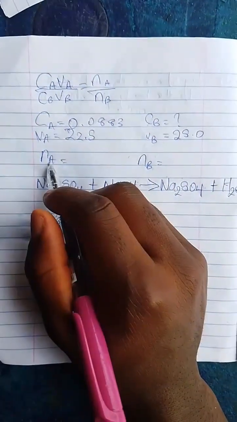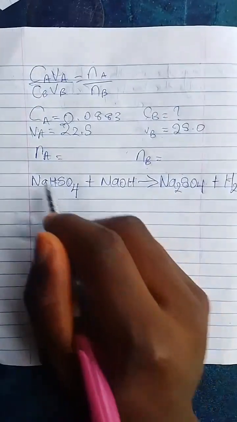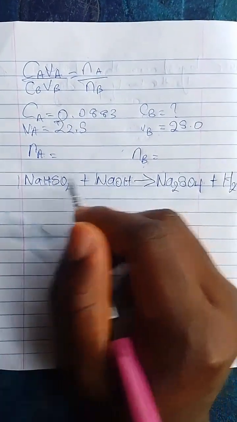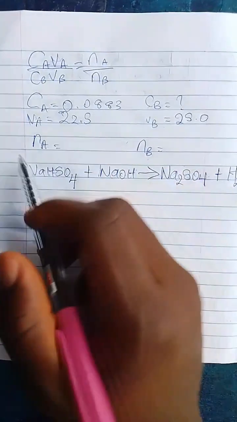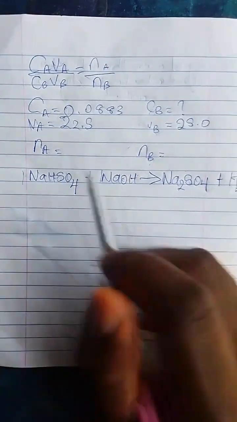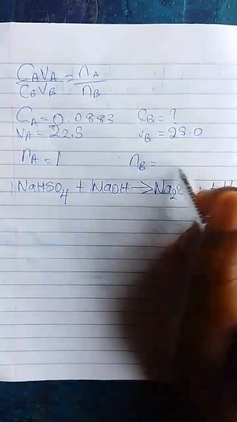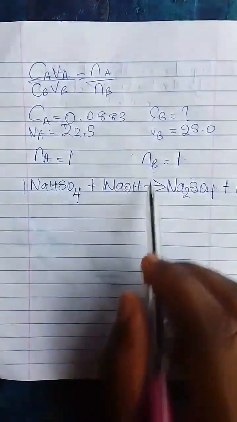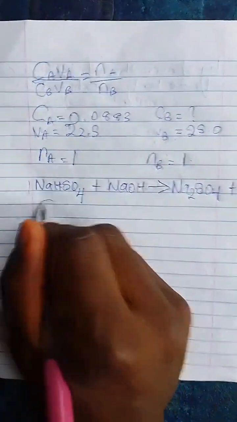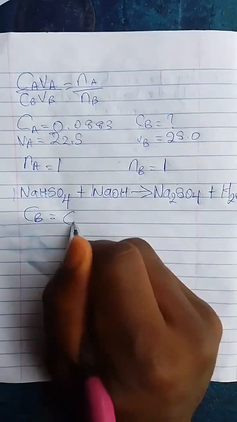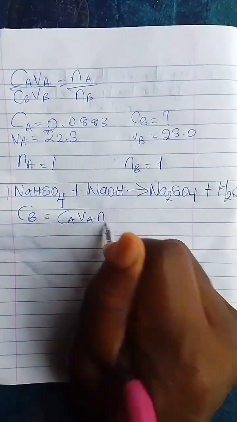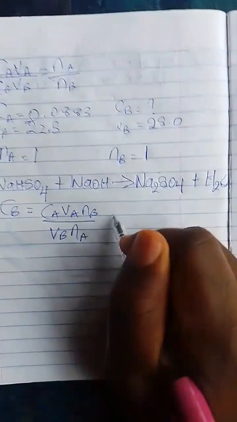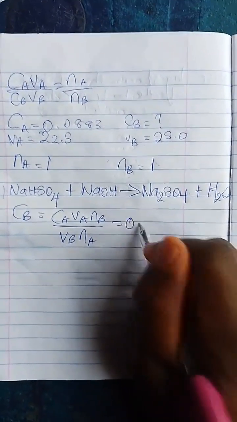So we're looking for the number of moles of acid and number of moles of base. This is our acid, this is our base. And when nothing is there, it means it's 1. You know 1 is insignificant, so there's no need of adding it there. So our number of moles of acid here is 1, and our number of moles of base is also 1. Now, what are we looking for? CB. Making CB the subject of the formula, we have CA VA NB over VB NA.